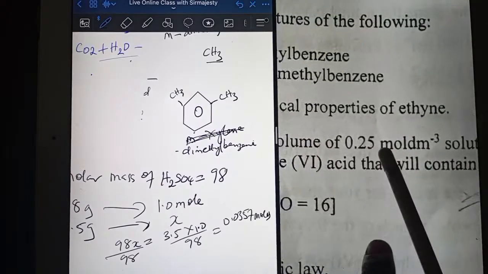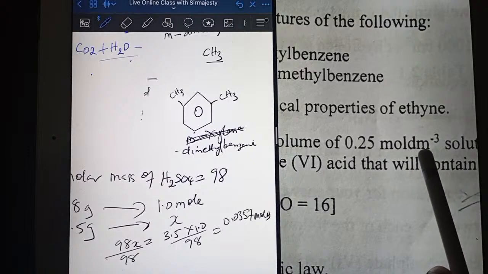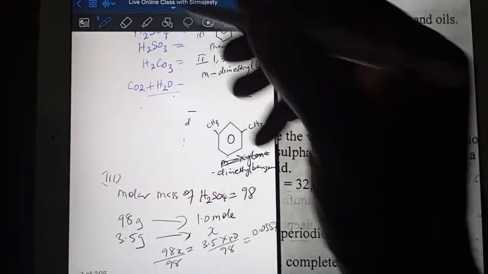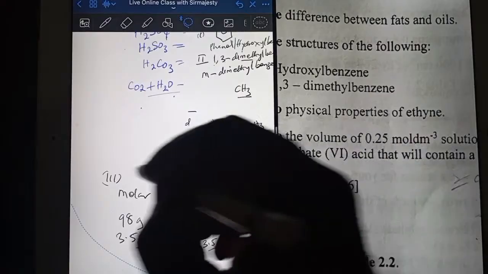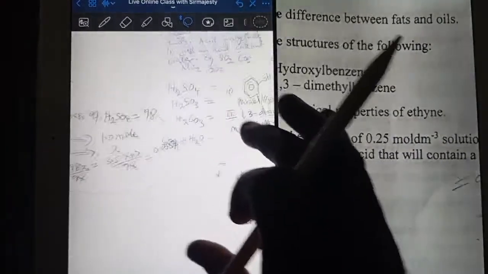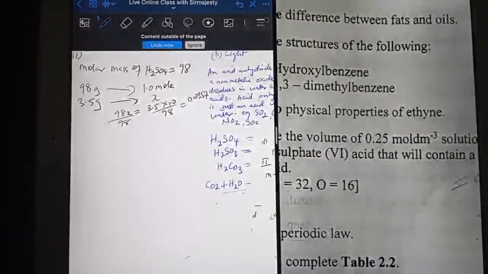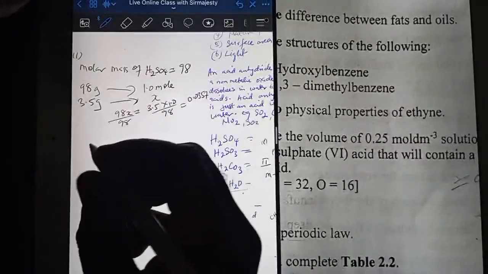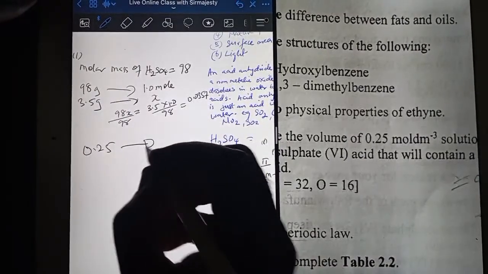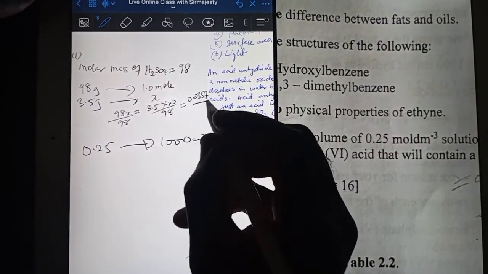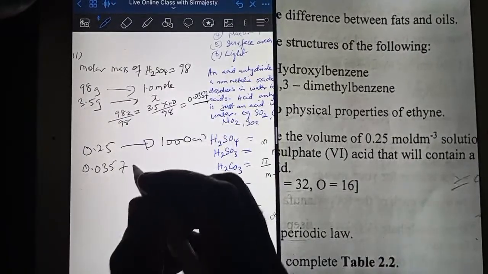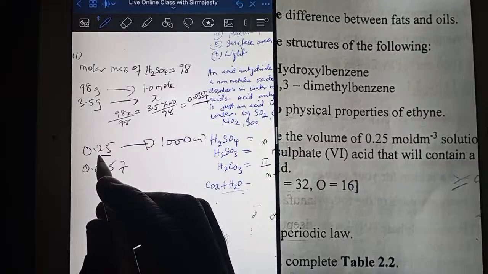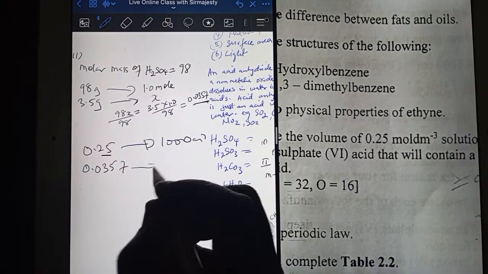0.25 mole means that 0.25 is in 1 dm cube, and 1 dm cube means 1000 cm cube. So 0.25 moles is contained in 1000 cm cube. What was the mole we got? 0.0357, or you can say 0.04 to work according to their figure. They gave us two significant figures, but if you keep more than that, there won't be any problem.